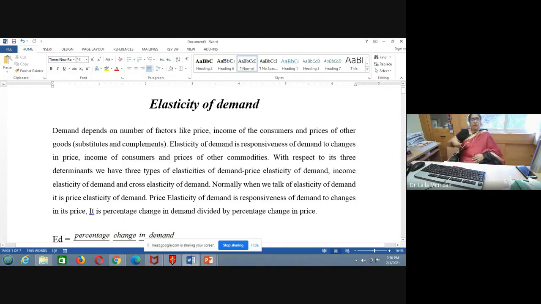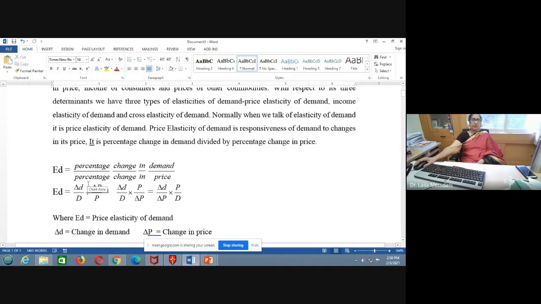When we are talking in respect of price of its own commodity, we have price elasticity of demand. When we are talking of elasticity of demand in terms of income, we have income elasticity of demand. And when in terms of substitutes and complements, it is cross elasticity of demand. Normally, by elasticity of demand, we mean price elasticity of demand. When it is not specified which elasticity, you have to remember it is price elasticity of demand.